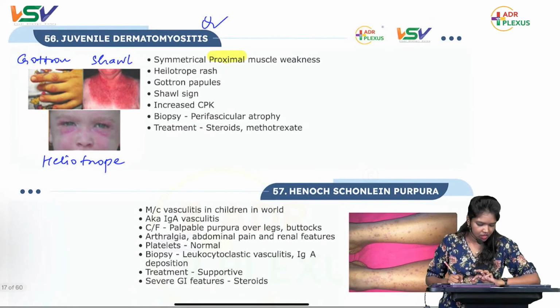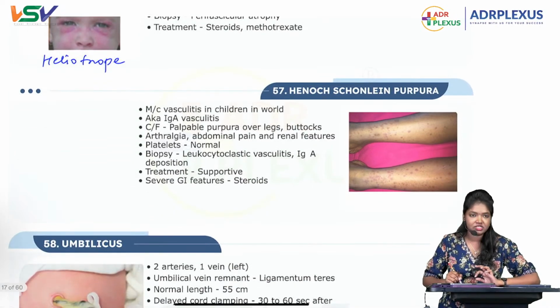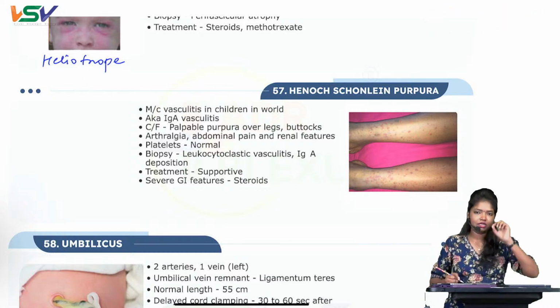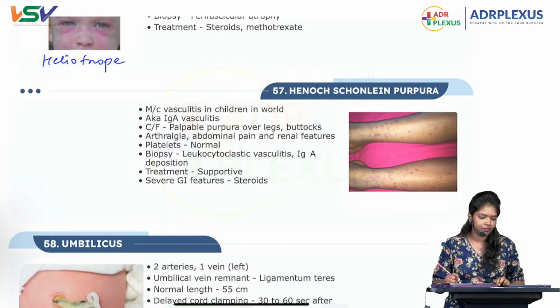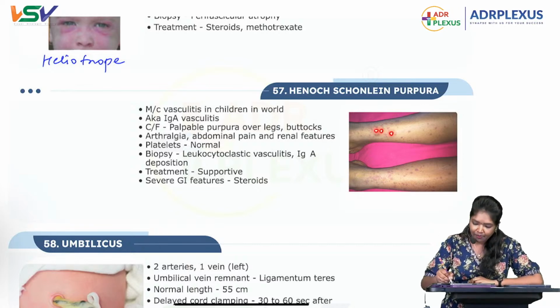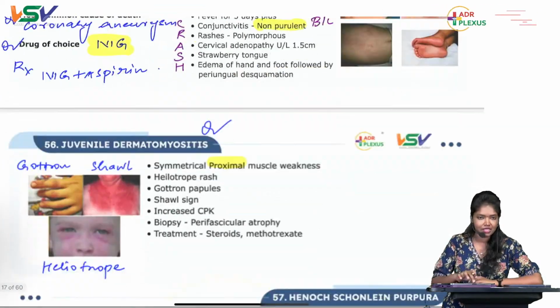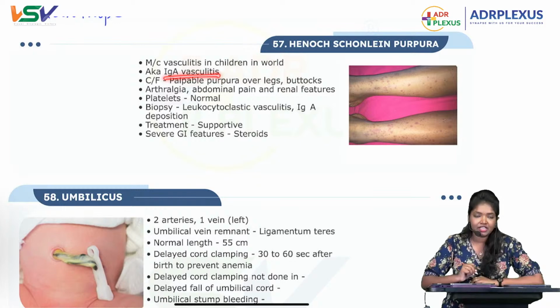Moving on to the next VSV, VSV 57. So what is VSV 57? You see palpable purpura over the lower limbs. When that typical phrase, palpable purpura, is given, your diagnosis is Henoch-Schönlein purpura. It is the most common vasculitis in children in the world. In Asia, I told you, it is Kawasaki. In the world, if the question is asked, it is HSP, Henoch-Schönlein purpura, also known as IgA vasculitis.